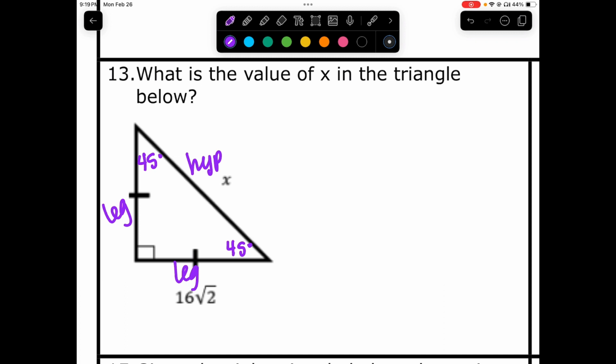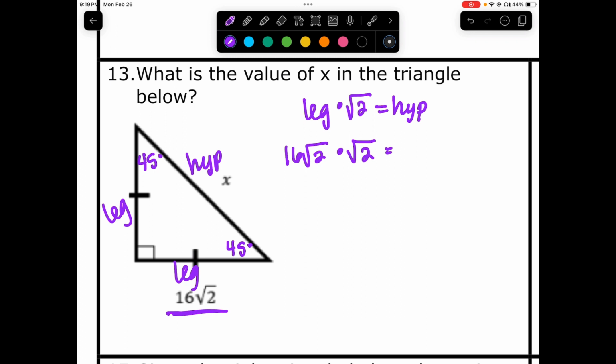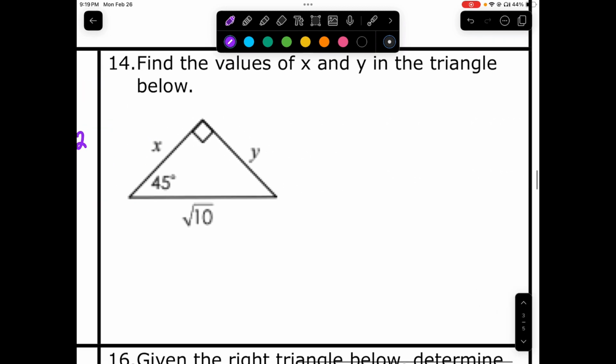Okay. So to get from leg to hypotenuse, we have to multiply by the square root of 2. Like so. So we're going to take this, 16 square root of 2, because that's what the leg length is, and we're going to multiply it by the square root of 2, and that'll give us our answer. So 16 times the square root of 4, which equals 16. Square root of 4 is just 2. So that's 32. All done. Go ahead and try 14.